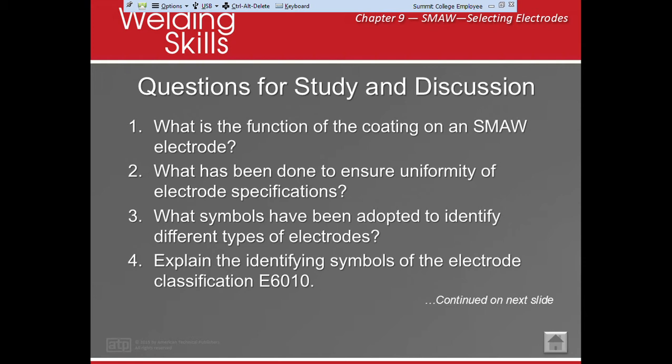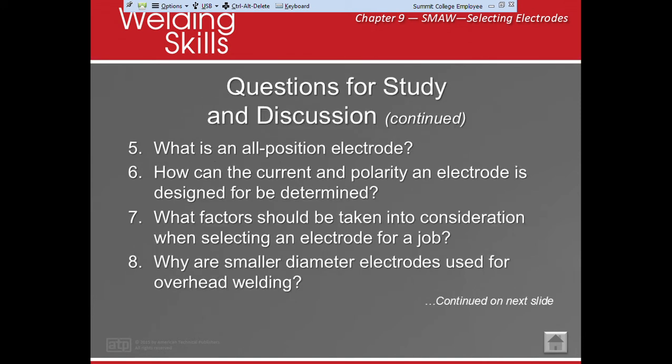Now explain the identifying symbols of the electrode classification. E for electrode, then the 2 numbers, 60, is for tensile strength. The number 1 tells me what position. And the 0 tells me what type of flux and what polarity. All right, what is an all-position electrode?